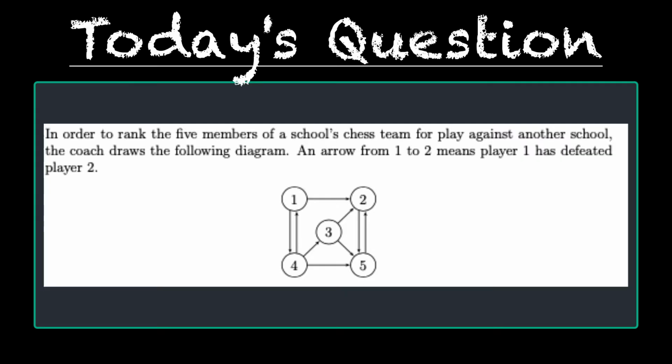The question we're working on today is, in order to rank the five members of a school's chess team for play against another school, the coach draws the following diagram. An arrow from 1 to 2 means player 1 has defeated player 2.